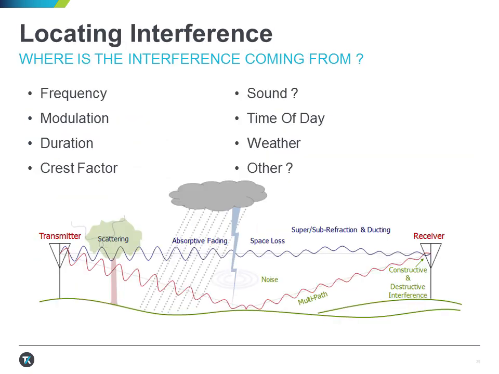Locating interference. Ultimately, we have to figure out where the interference is coming from. The most important thing that we can have is situational awareness: knowledge of our frequency, modulation, duration, crest factor, sound, also observing time of day, what the weather conditions are, even the time of year. All of these factors have to be used when we're determining the source of interference.